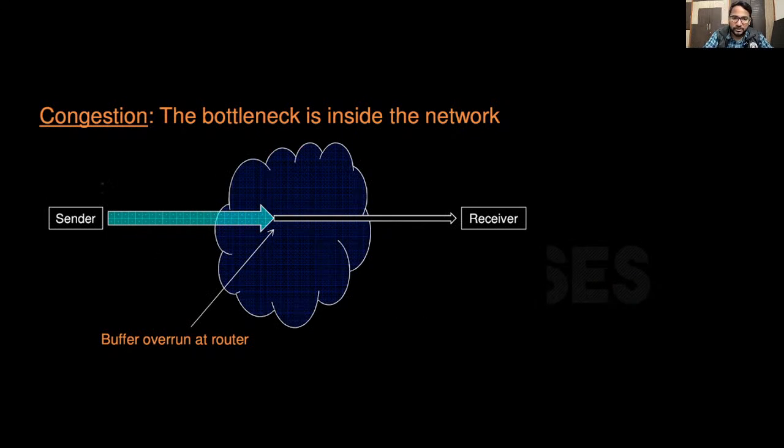Whenever the sender is sending to the receiver, the bottleneck could be the routers in between. So there can be a buffer overrun at the router. If you are sending a lot of data, but the data is getting lost here and you are delivering less data, the bottleneck is inside the network. That's called congestion. I hope you understood that we need to take care of congestion also.